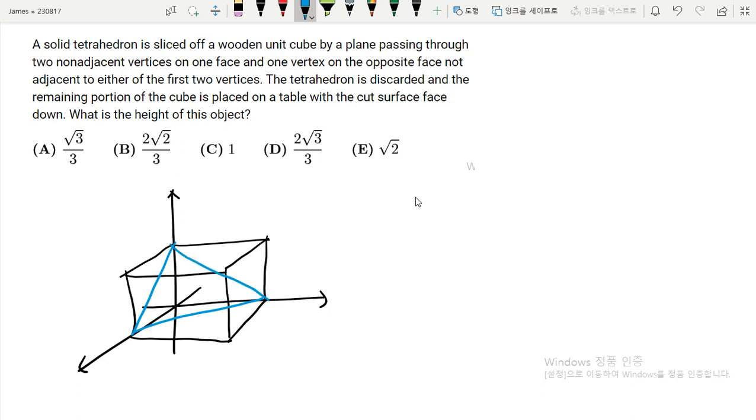and then if we use this plane for the bottom, and then we want to find the height of this part of the unit cube. So that means we want to find the distance from this point to this plane. That will make the height of the cut cube.